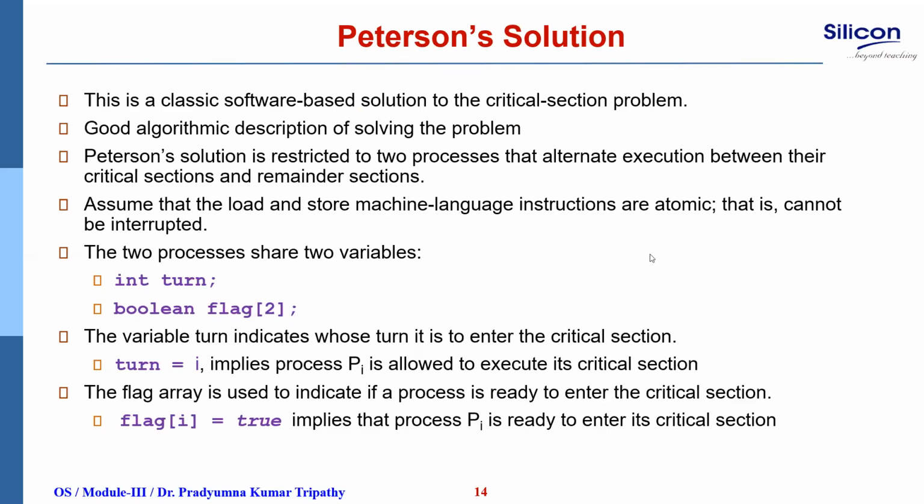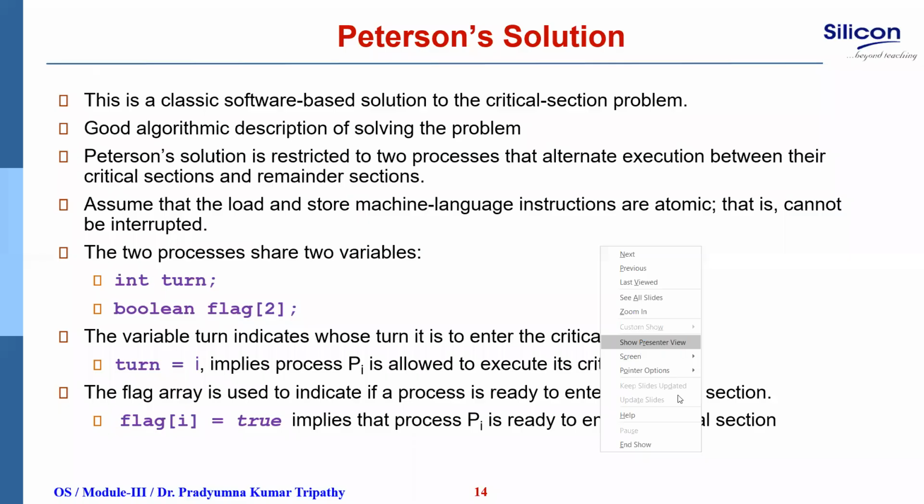So now we'll go for finding the solution for this critical section problem, and that solution is known as the Peterson solution. This is a classic software-based solution to the critical section problem, a good algorithmic description of solving the problem. The Peterson solution is restricted to two processes only. Do remember, this is important.